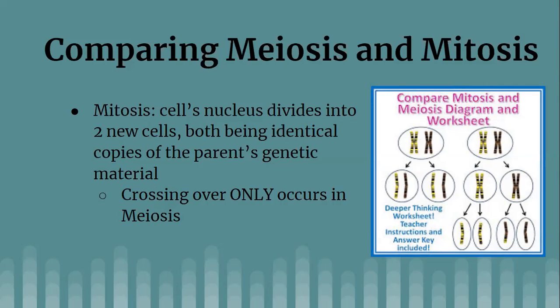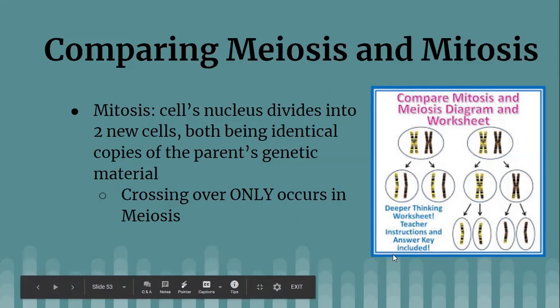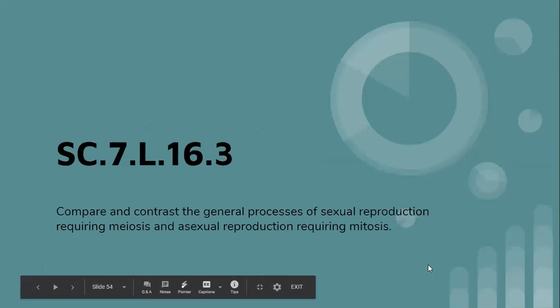That's very important. That is why our children look very different from each other. We also have humans that look very different from each other. No one's exactly the same because of this process that occurs in meiosis called crossing over.